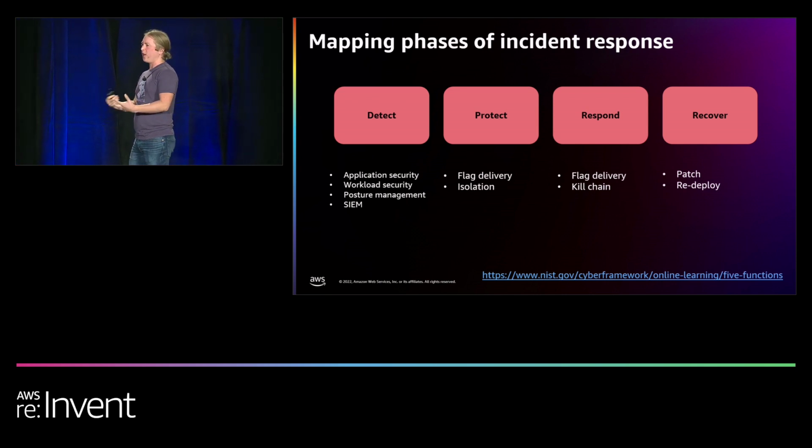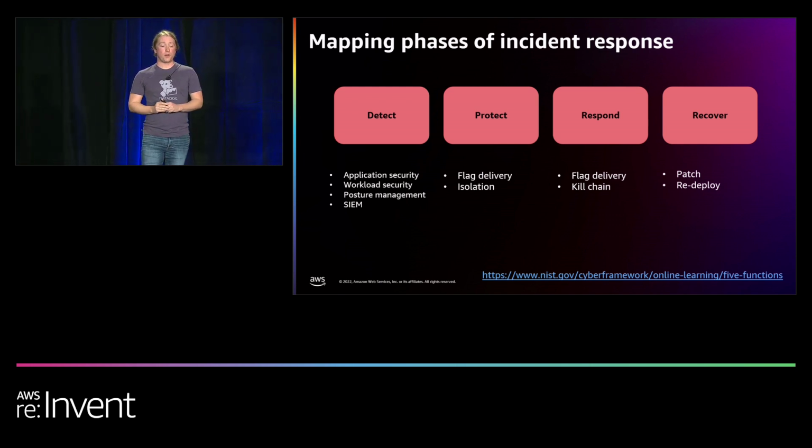On our side, as far as doing detection, we can kind of take it to the bank. Those out-of-the-box rules are going to fire for actionable things. As far as protect, respond, and recover, that has historically been up to you, right? And that's where we can really use flag delivery. We can do things like instance isolation, which is, again, that more traditional workflow.